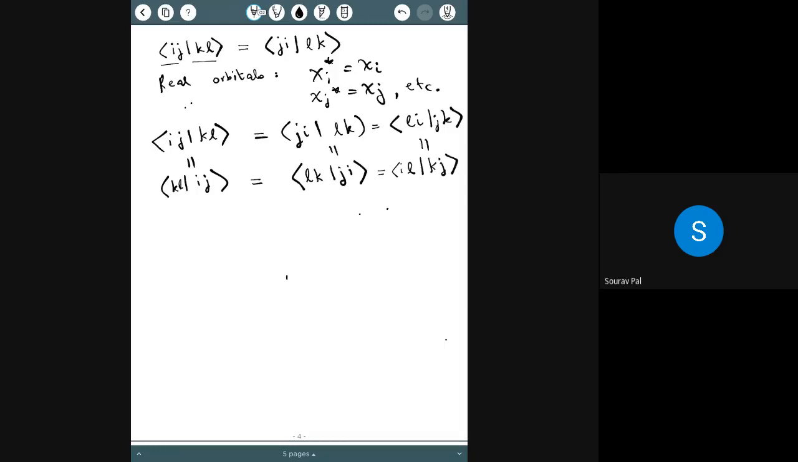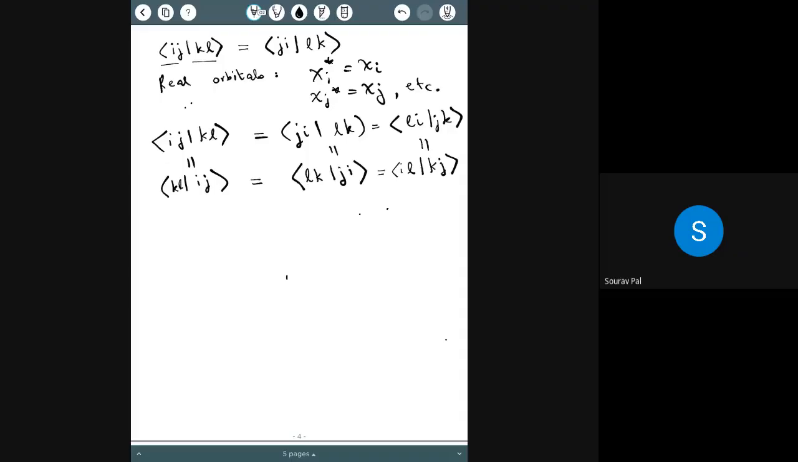Okay. So here again, I'm interchanging 1 and 2, and I get this. So you have all these 6 equal, and is there more? KJIL, and from here you have KJIL.